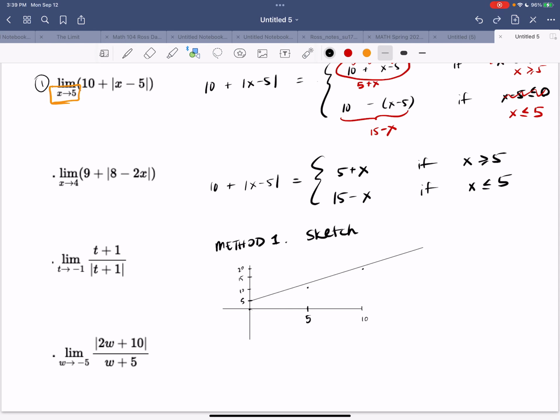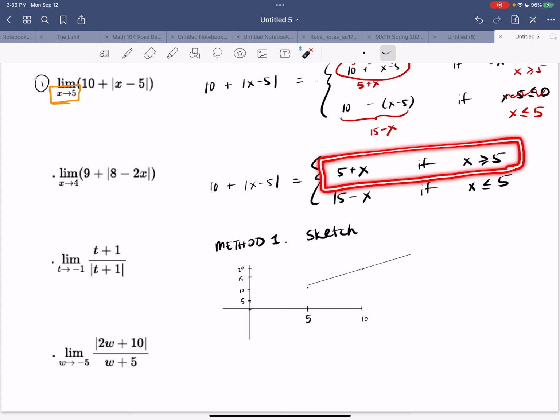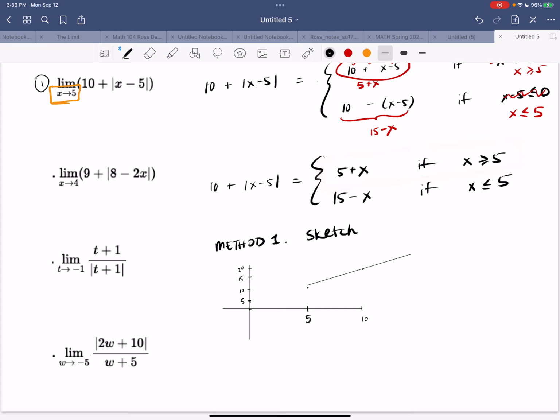Okay, that's not the best line. Let me try to see if I can do a better line here. Okay, maybe that's the best I can do. Remember, I'm removing this part back here because I'm only using the formula of 5 plus x when x is bigger than or equal to 5. Okay?